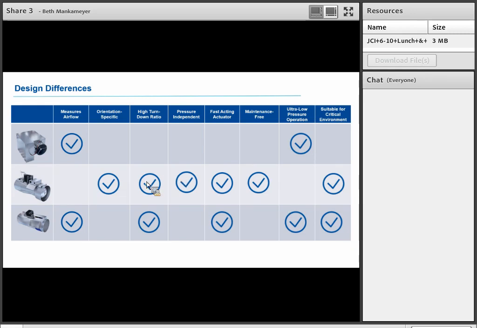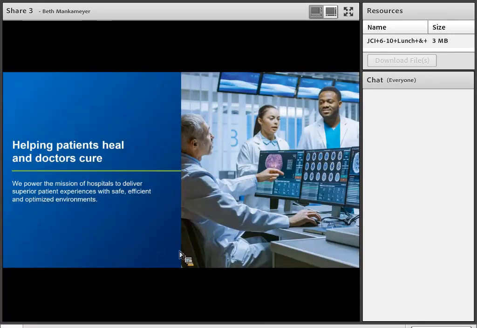And so that's really a big deal when it comes to maintenance costs and looking down the road at your building efficiency.